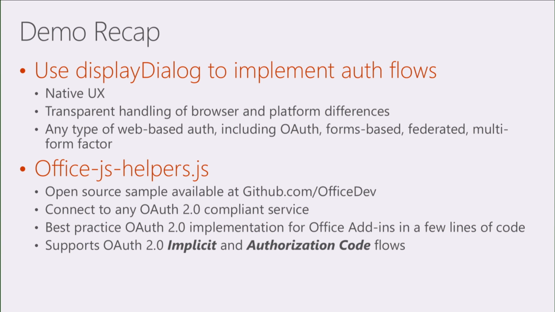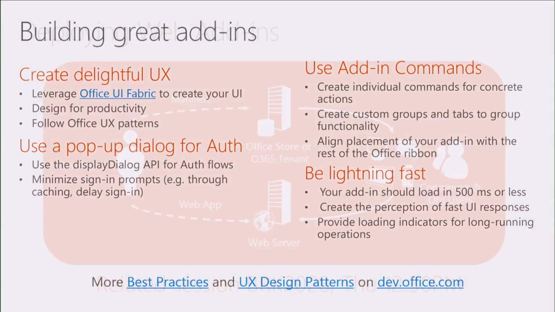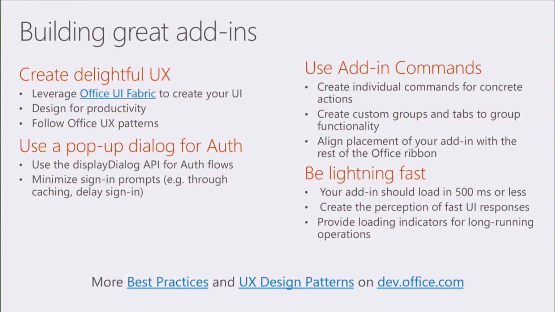The library supports standard OAuth flows, including implicit and authorization code flows. So you should be able to take that code and reuse it almost completely if you wanted to connect to a service.